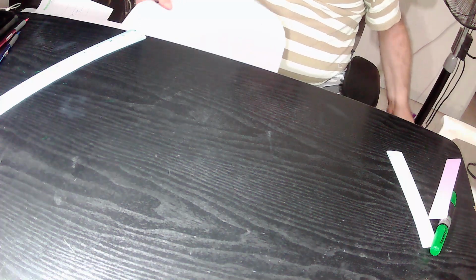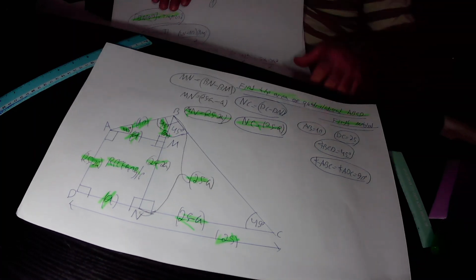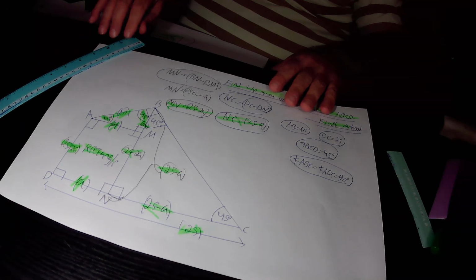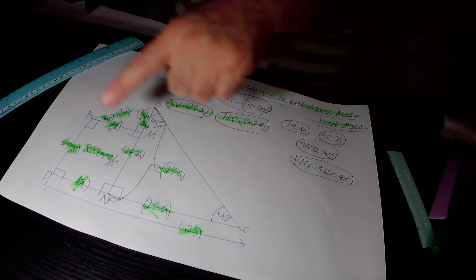In the next step, I presented to you the second question, and we solved the second question by using two different methods. Our task in the second question is to find the area of this quadrilateral ABCD.